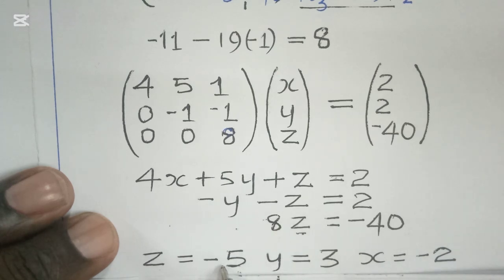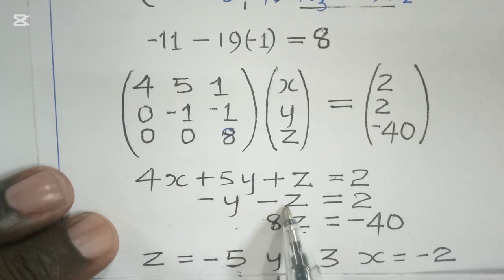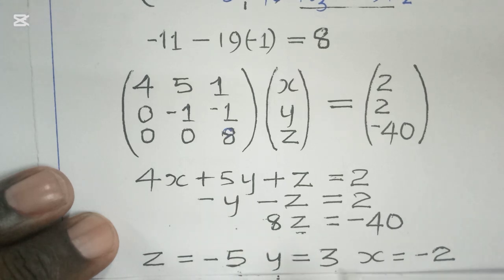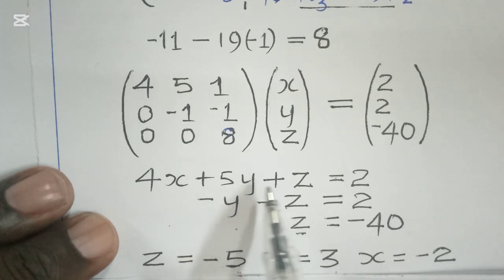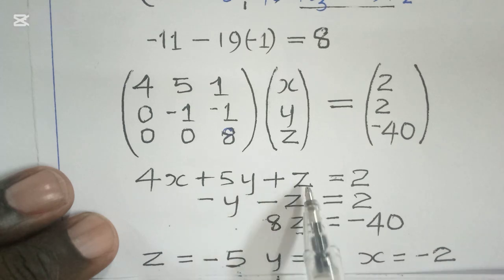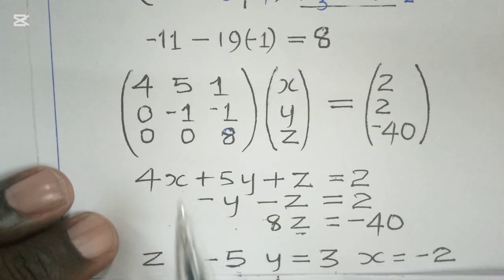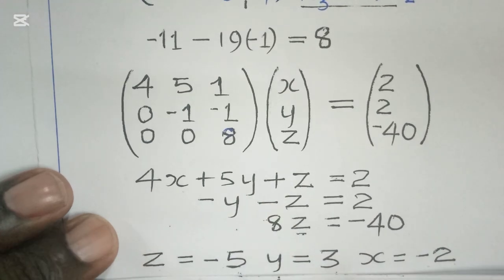Already, when we get -5, we can put it right here, and so we can get y. And y becomes 3. Then we can put in y and z, and we only remain with x. And then x will be -2.